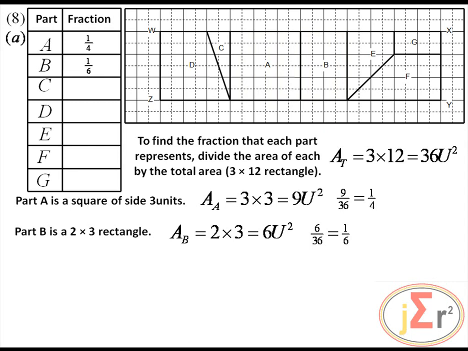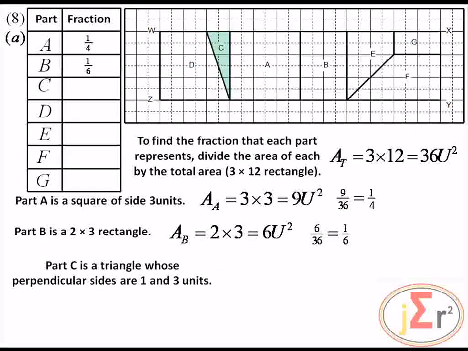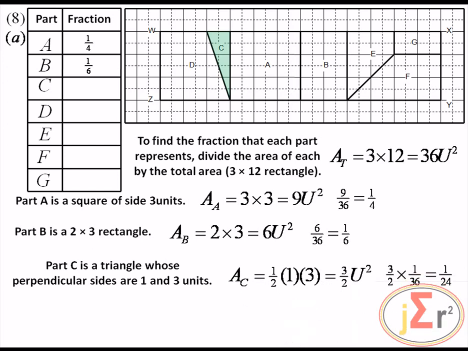Anything else? A, B, do we go to C? Let's see what we do next. Yes, we move merrily on to C. And part C is a triangle whose perpendicular sides are 1 and 3 units. Area of a triangle, half base times height. That turns out to be a half times 1 times 3. So that is 3/2 units squared. And that we will divide by 36.